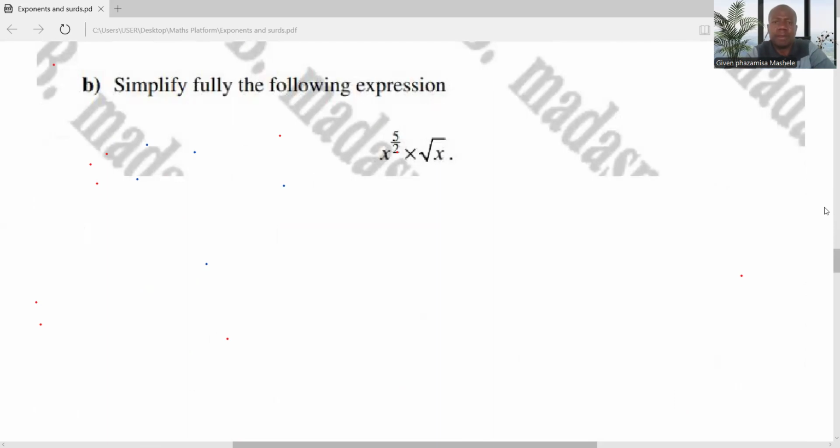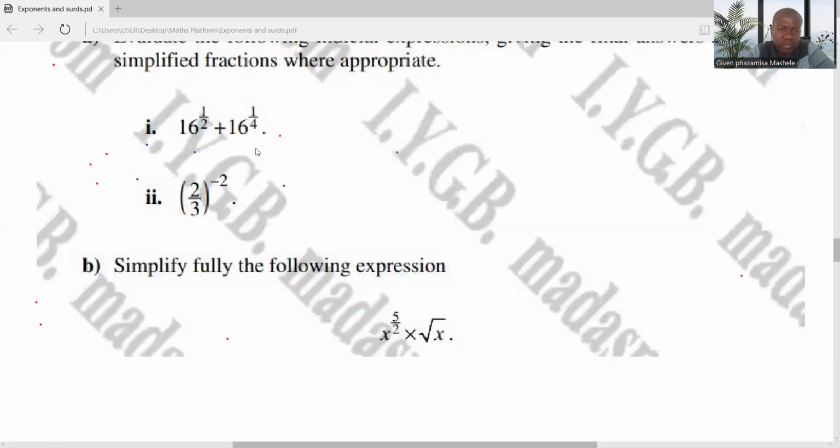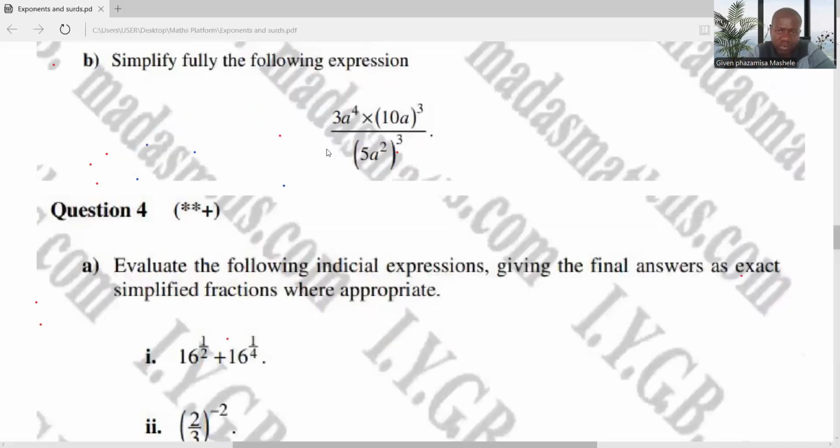Number B, guys. Number B, what do we have? It says simplify fully the following expression. Remember, on the previous, you can just pause the video and try to solve this on your own, right? Okay, then now let us look at number B.